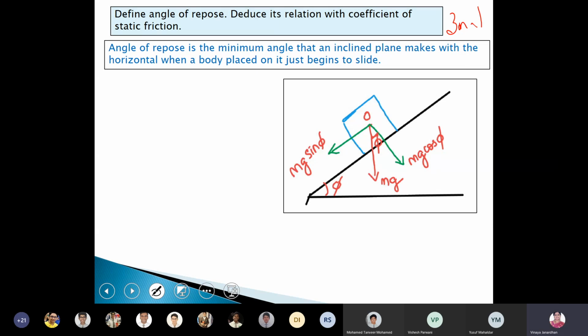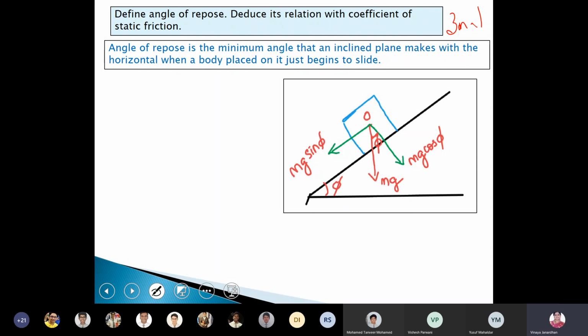Define angle of repose, deduce its relation with coefficient of static friction. Or else the question might be: define angle of repose, deduce its relation with angle of friction. Both mean the same. Now, angle of repose is the minimum angle that an inclined plane makes with the horizontal when the body placed on it just begins to slide.